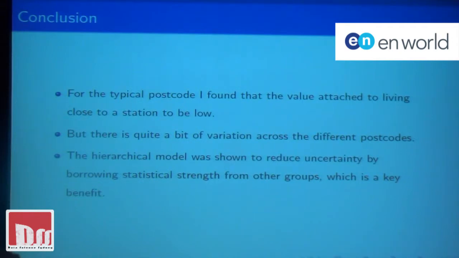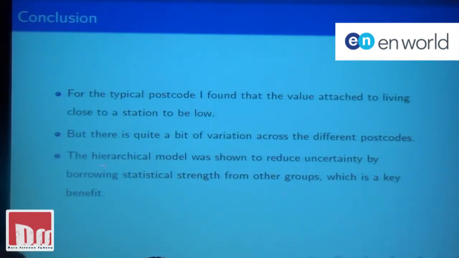Okay. So just to conclude, I found that for a typical postcode, the value attached to living close to a station is relatively low. But what we saw is that there's quite a bit of variation across the different postcodes. So although on average it's low, in some areas it does seem like there is value attached to living close to a train station, even if one's not causing the other. And through the hierarchical model, I showed that it can be used to reduce parameter uncertainty and essentially shrink the parameters to more sensible values.